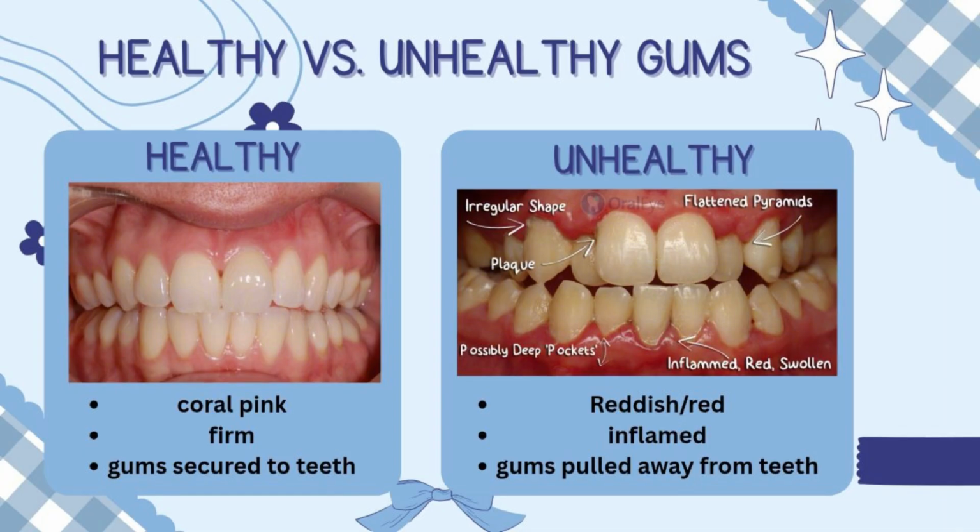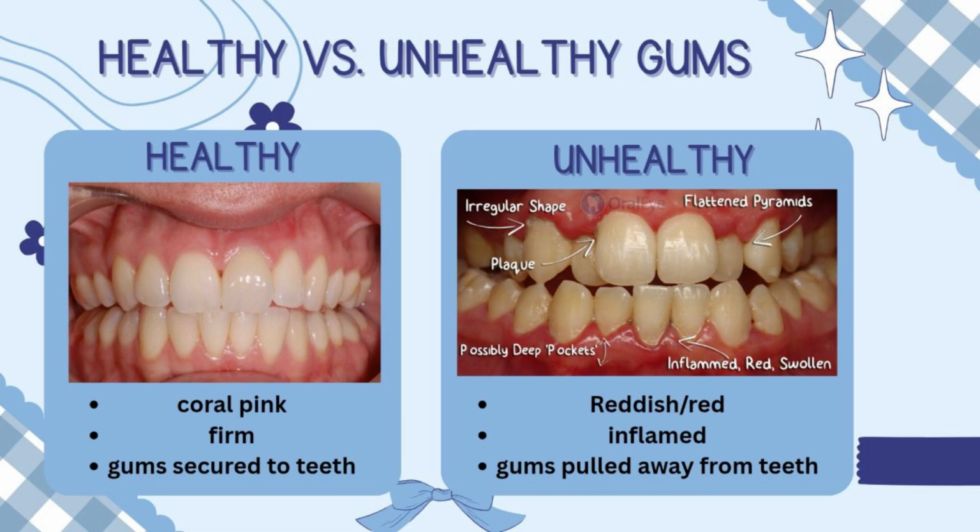Next, the illustration shows a diagram of healthy and unhealthy gums. In healthy gums, we can see that the gingiva appears coral pink in color, firm and tightly attached to the teeth. In contrast, unhealthy gums appear reddish, inflamed, swollen and irregular in shape, with the gums pulling away from the teeth.